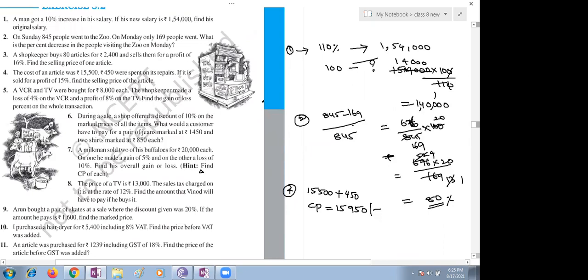Ma'am, SP is equal to... Ma'am, profit is 2392.5. Simplification, you have to be very careful, children. Only in simplification do the students make mistakes. Here, if you are able to solve correctly, you can find out the answer easily.